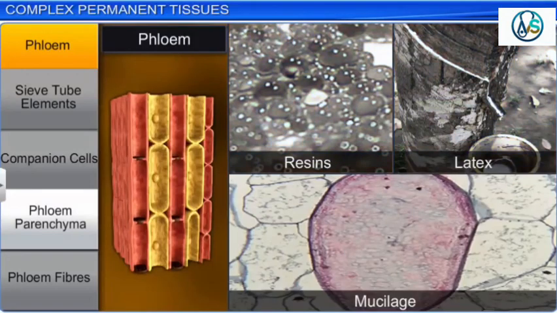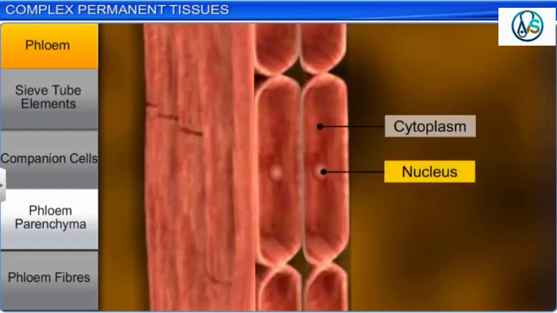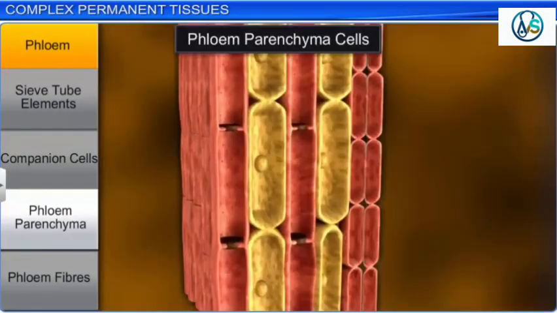Phloem parenchyma stores food material and other substances like resins, latex, and mucilage. It consists of elongated, tapering cylindrical cells that have dense cytoplasm and nucleus. The cell wall of phloem parenchyma is made up of cellulose. It has pits through which plasmodesmatal connections exist between the cells.